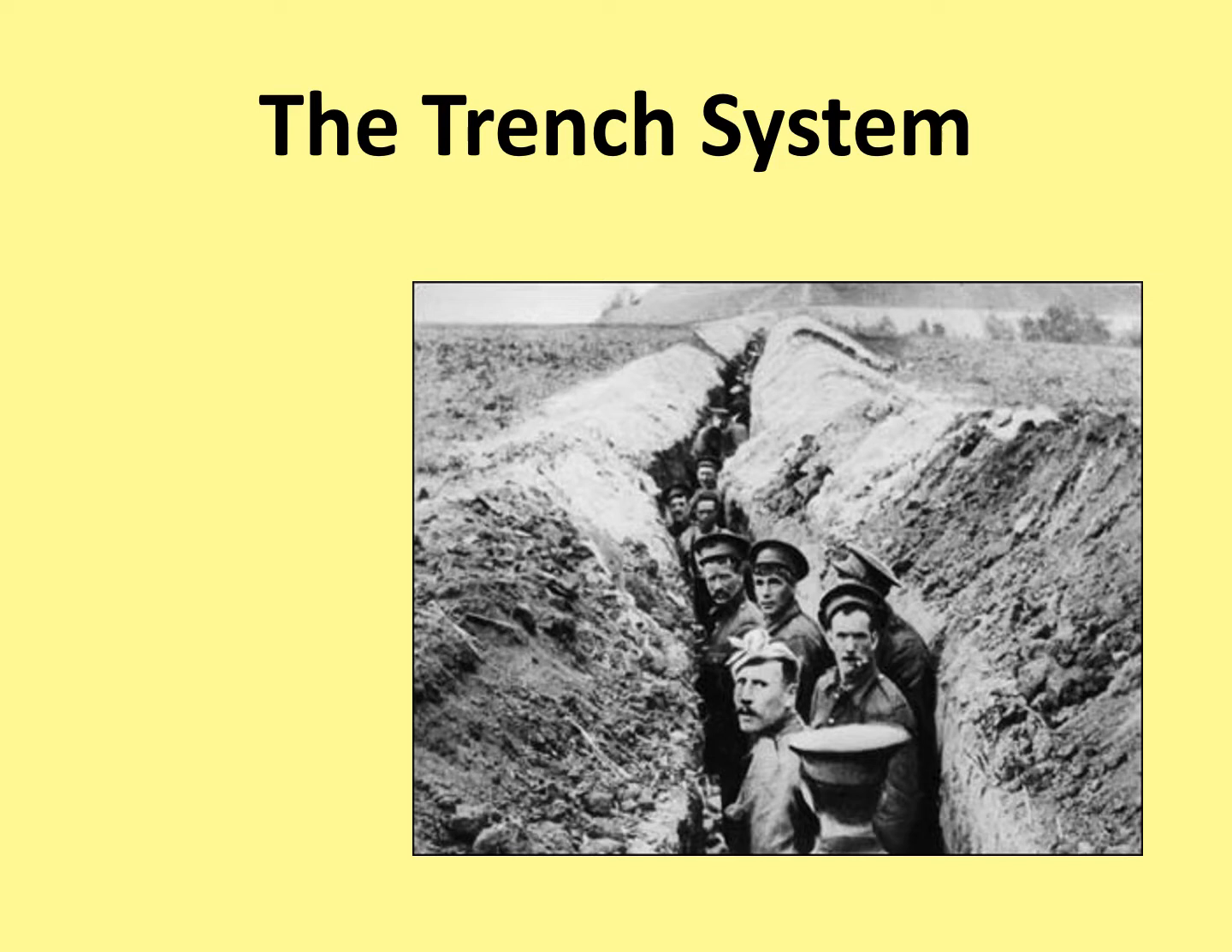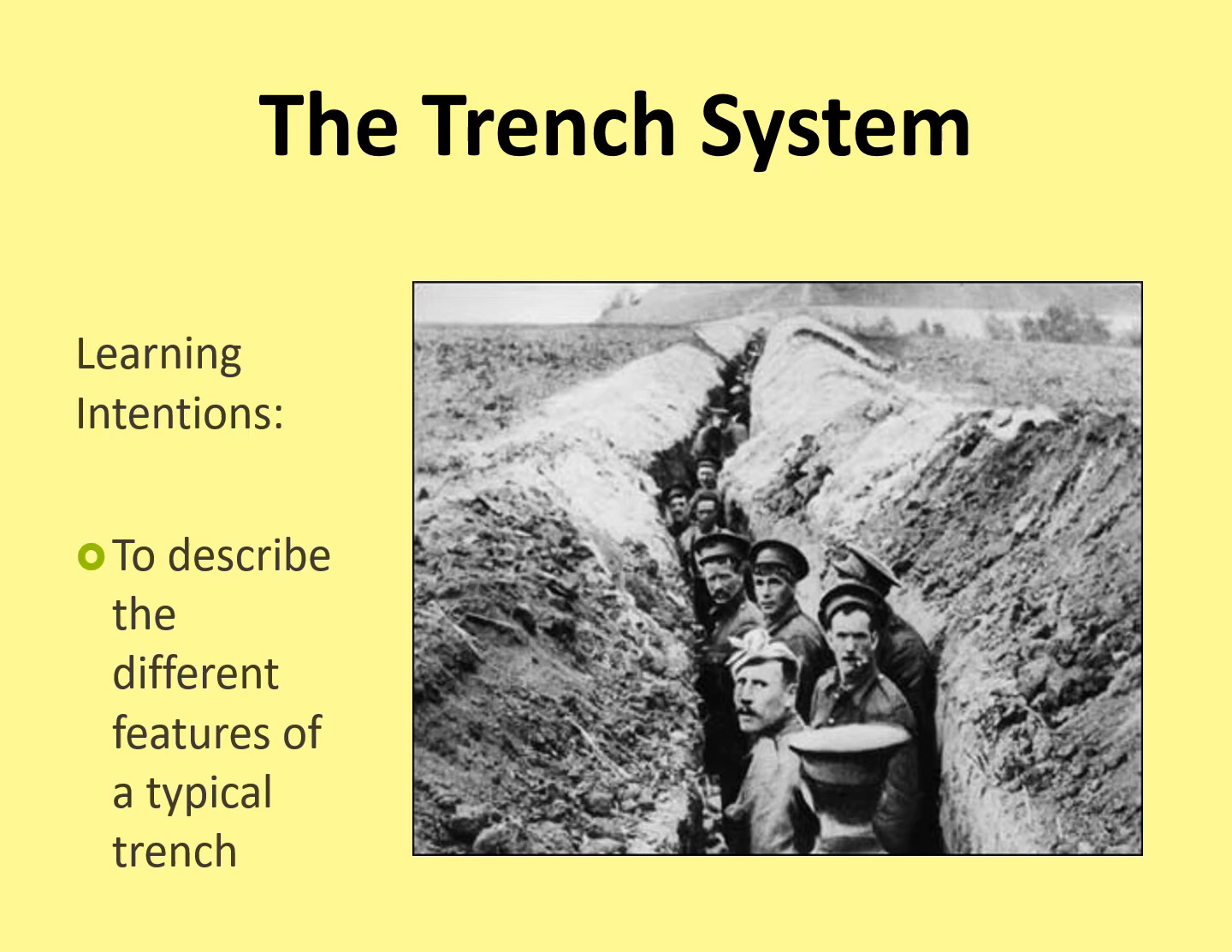Now last week you should have looked at a how fully and an explain question, and you should also have done the work on why Scots joined up for the war in the first place. So why did young Scots men and British men join up to fight in World War I in 1914? Now we've looked at the reasons for that, so now we're going to look at what did they actually find once they were in the trenches and what even was a trench. So your learning intentions for this week are to describe the different features of a typical trench.